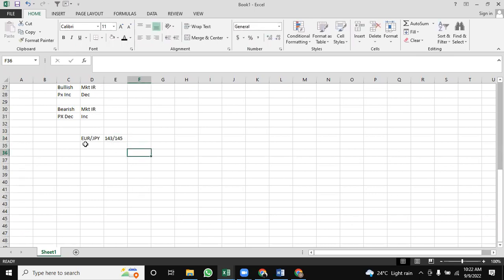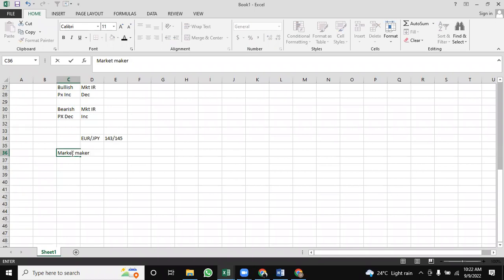So what you always need to remember: the currency on the left of the slash is called the base currency. The currency on the right is called the quote currency. The rate on the left is called the bid and the rate on the right is called the ask. Are we clear till here? Yes, ma'am. This quotation is always from the market maker's point of view.